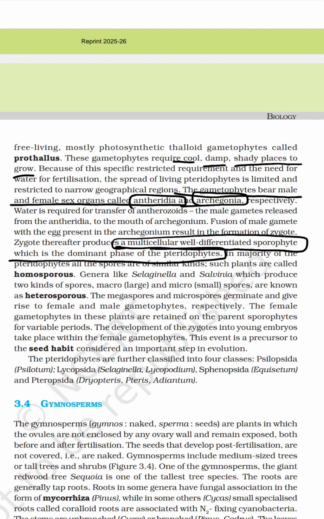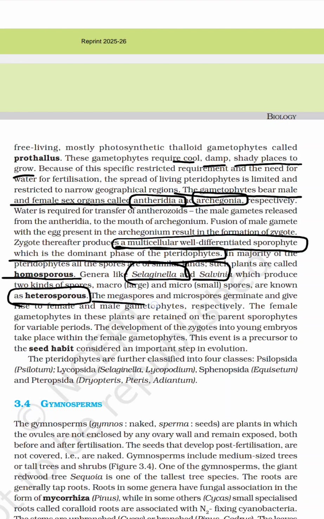In the majority of pteridophytes, all spores of such plants are called homospores. Homo means same, similar in size. The spores are all similar in size. It can be seen in Selaginella and Salvinia. In Selaginella and Salvinia, there are two kinds of spores, one large and the other smaller. When producing different kinds of spores, it is known as heterospory.